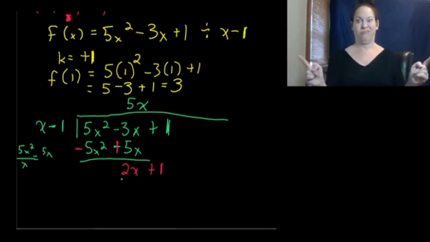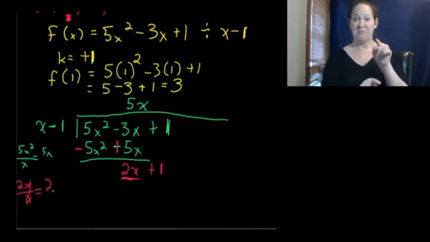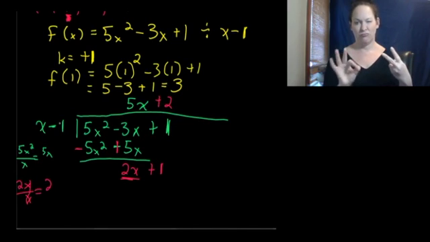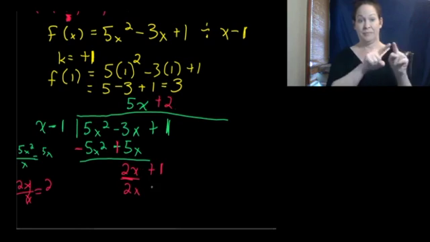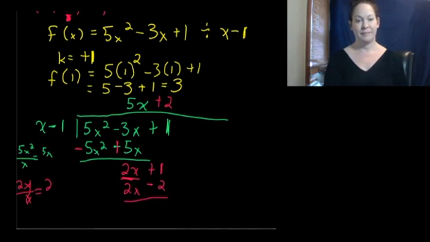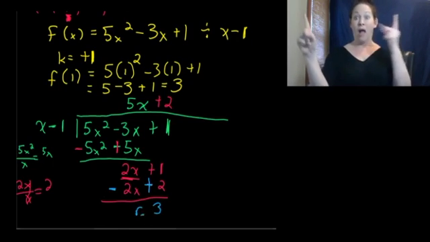So this is my new leading term. And when I divide, these cancel, leaving 2. And it's a positive 2. So I'll multiply my 2 back. 2x minus 2. I'll change my signs. And if I did my job right, these terms cancel out. Look! My remainder's 3.